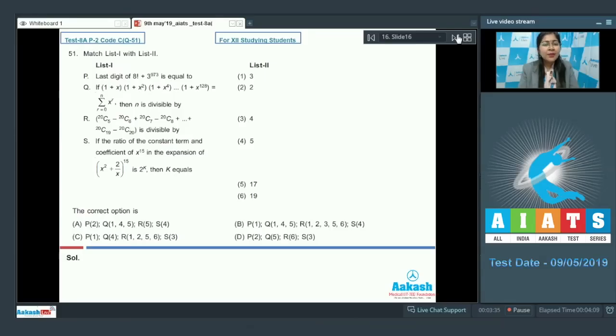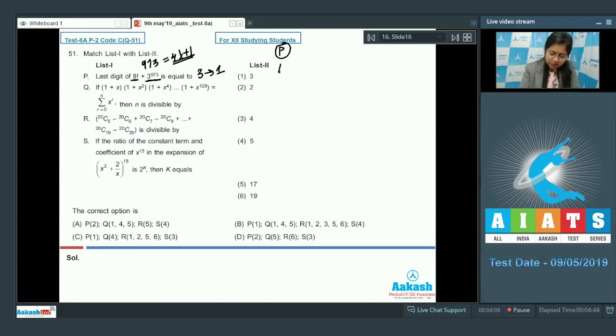Next is a matrix match question. Now let's start with option number P, which says that last digit of 8 factorial, as it contains both 5 and 2, so its last digit will be 0, and last digit of 3 raised to the power 973, as 973 is of the form 4 lambda plus 1, so we can say that its last digit will be 3, which means that option number 1 is correct, right?